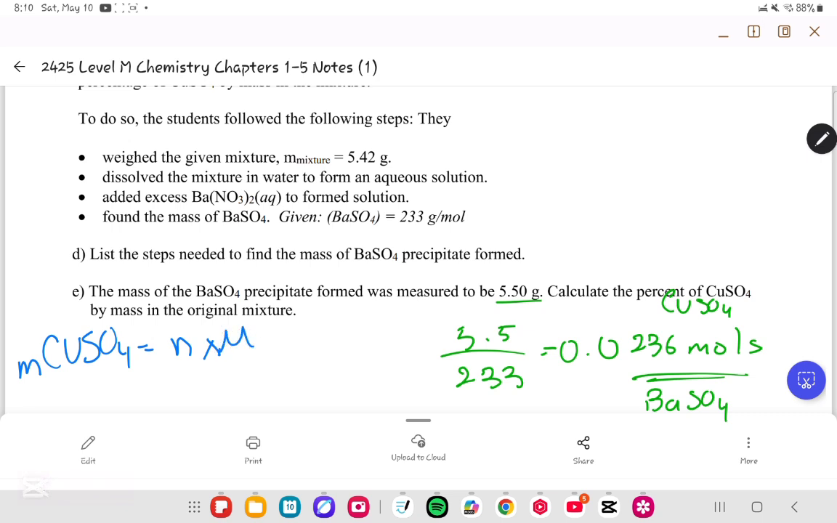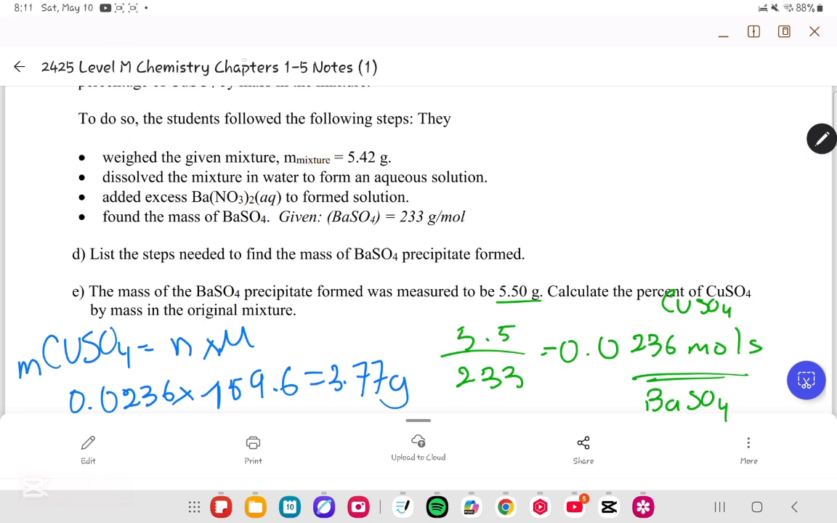What is the number of moles? It is 0.0236 times the molar mass. You should know how to find it. It's going to be 159.6. You put it on your calculator, you will get approximately 3.77 grams according to the correct number of significant figures.